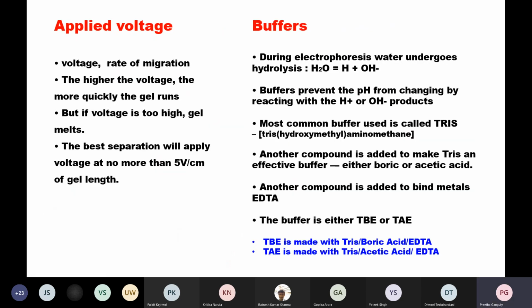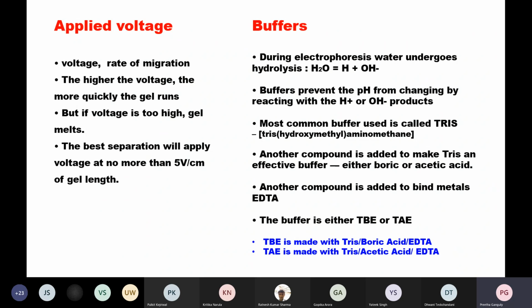As I have already told you, we apply an electric current, so what should be the voltage? Because of the voltage, the migration of the DNA takes place from the cathode, the negative side, to the anode, the positive side. If we provide a higher voltage, the migration of the DNA will be very fast, but sometimes the gel may melt. So we don't keep the voltage very high; we try to keep it at the optimum. We shouldn't put the voltage at more than 5 volts per centimeter of gel length.